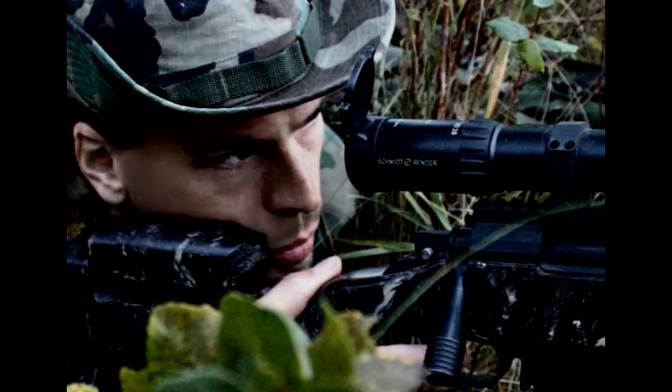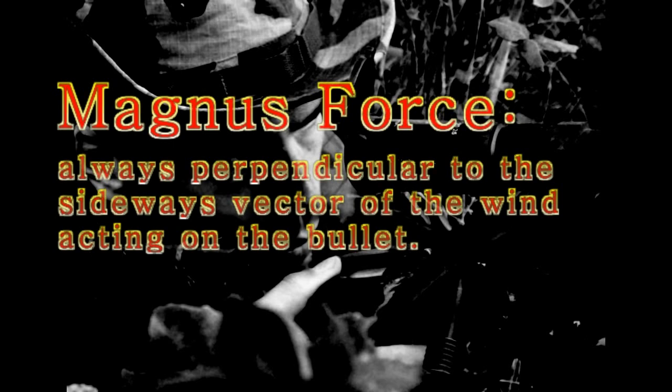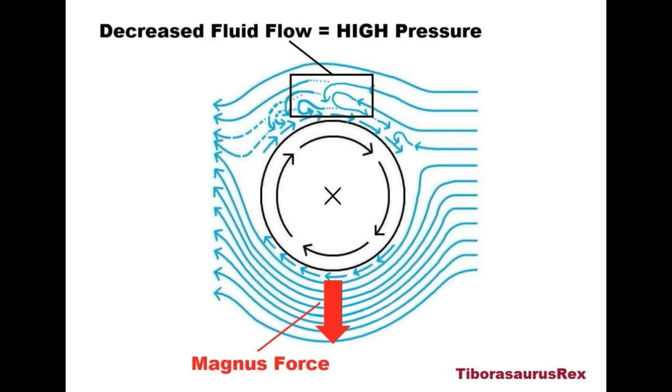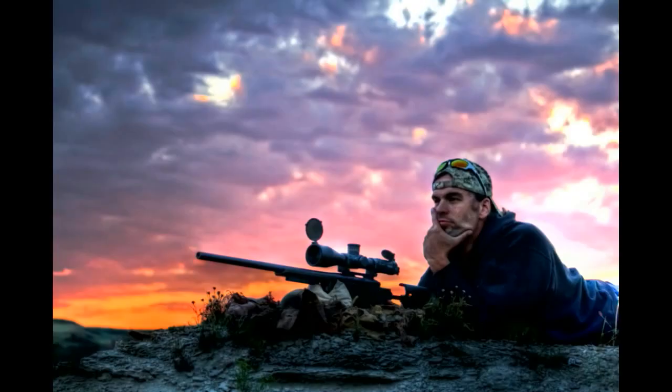Now, one thing to note here, too, is that the Magnus Force is always going to be perpendicular to the sideways vector of the wind acting on the bullet. So basically, whichever way the wind is acting on the bullet, 90 degrees from that is going to be the direction of your Magnus Force, depending on which way it's spinning and how the flow field dynamics are affected there.